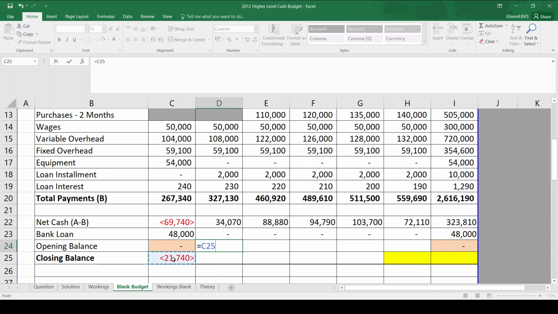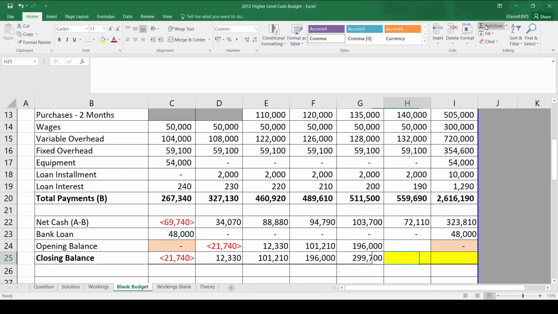Then my closing balance in July is going to be my opening balance in August. And again, I just add those down. My opening balance here is my closing balance there. Add these down. My opening here is my closing here. Add these down. Again, opening this month, my closing from the previous month. Total them. So that comes to 371,810.